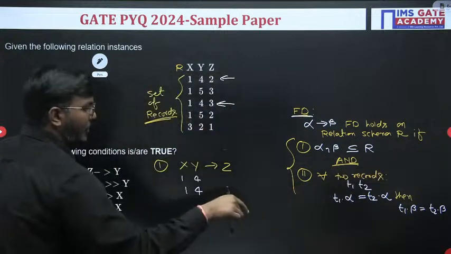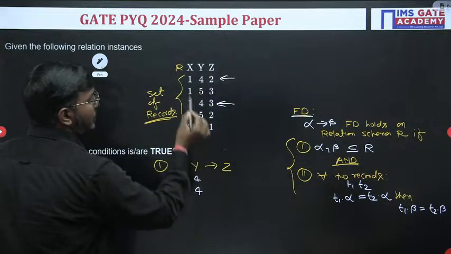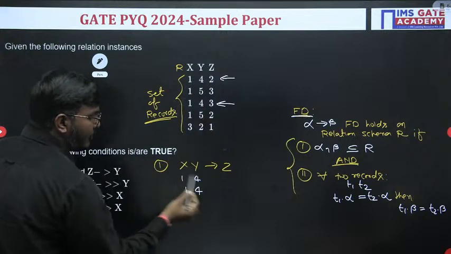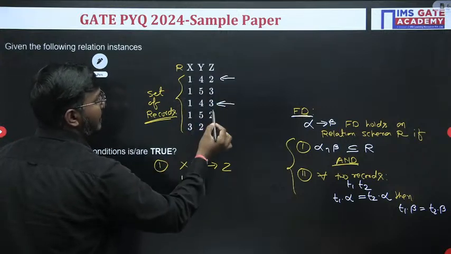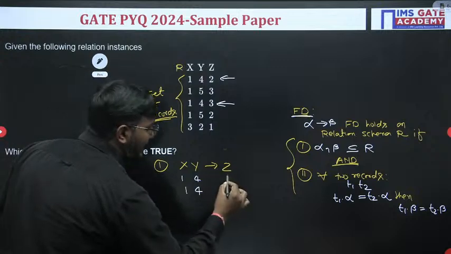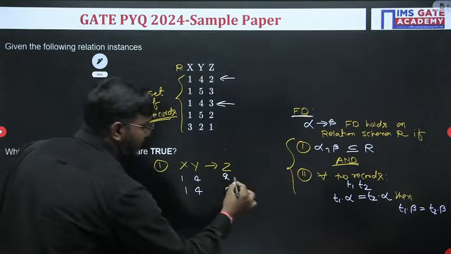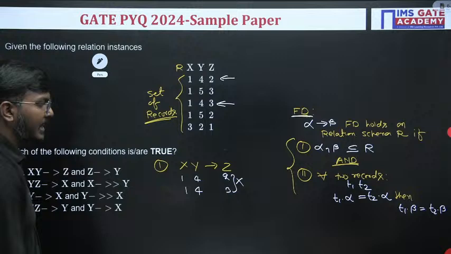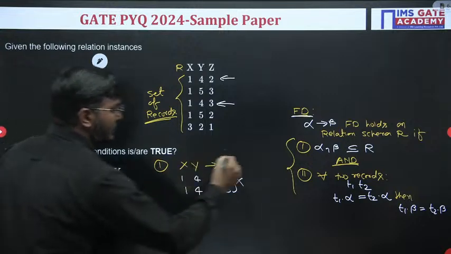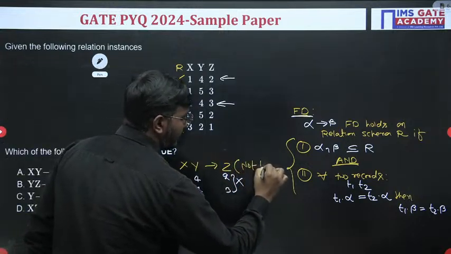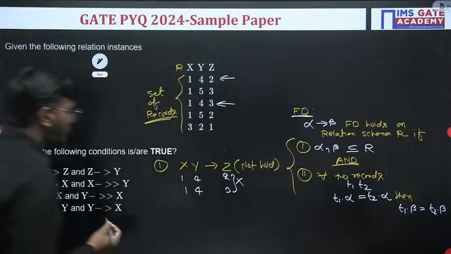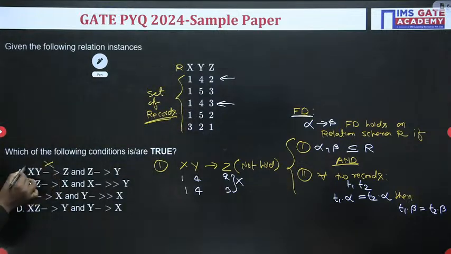If you check these two records, the alpha value is the same, meaning xy is the same, 1, 4, but beta is not the same here. Beta means the z value is not the same. One of the z values is 2 and the other is 3. These are not the same. It means I can say the first FD does not hold. Okay, so because of this first condition, I can say option A is incorrect.